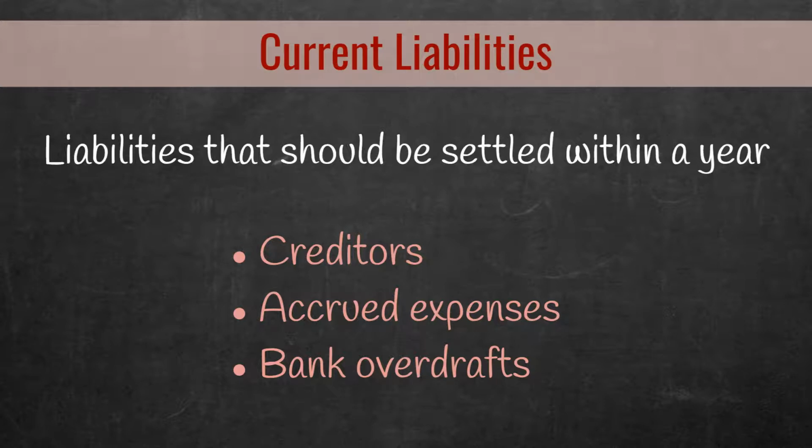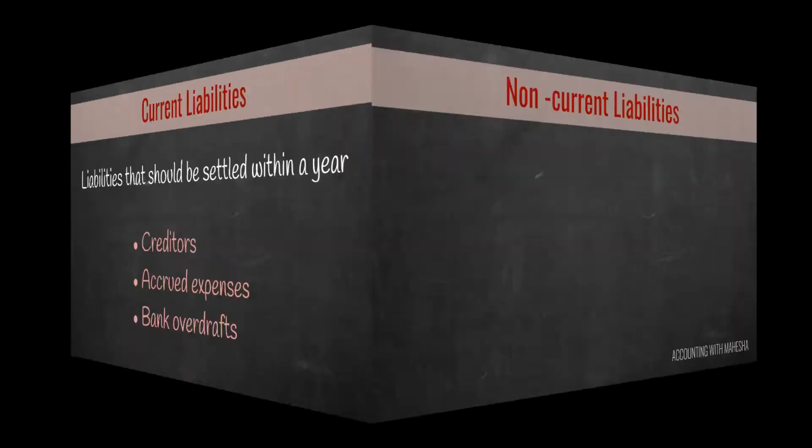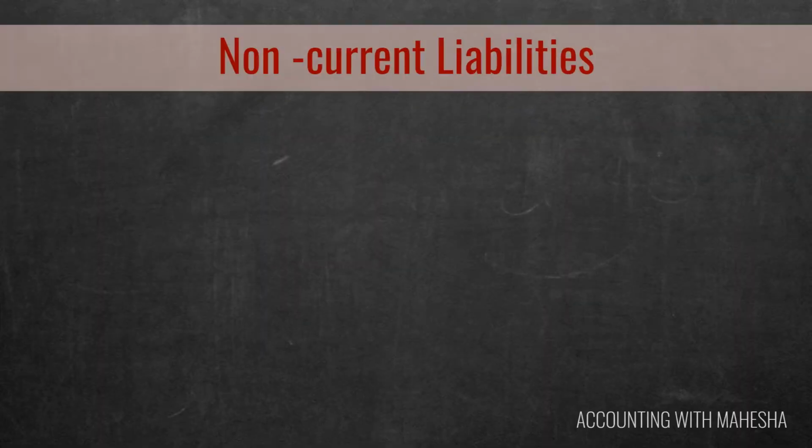An accrued expense is an expense which has been incurred but not paid yet. Examples of accrued expenses are electricity charges payable and salaries payable. I will explain the bank overdraft in a separate video.